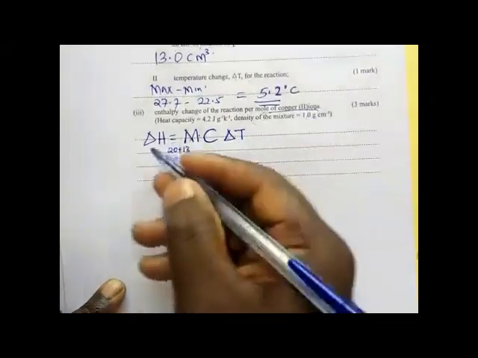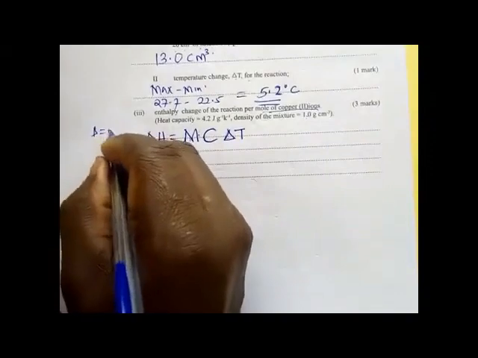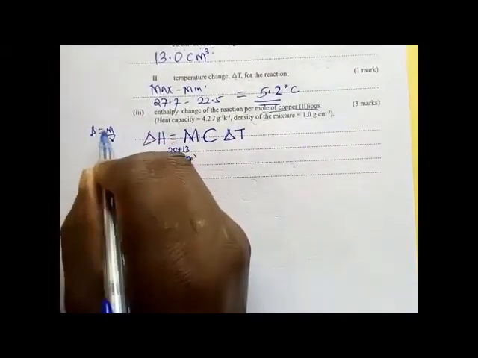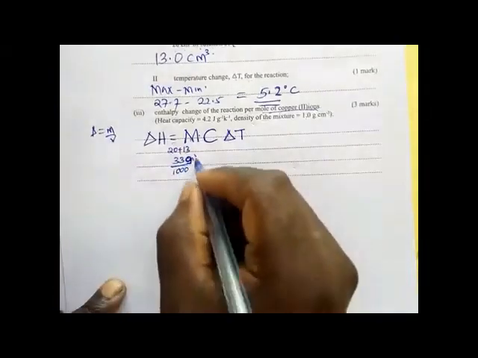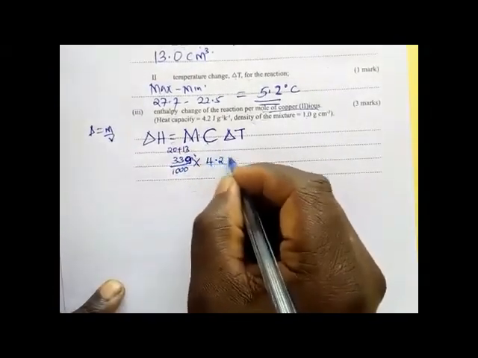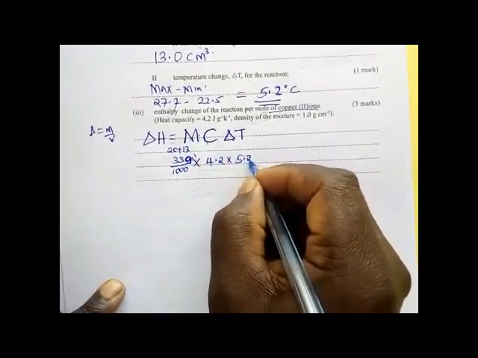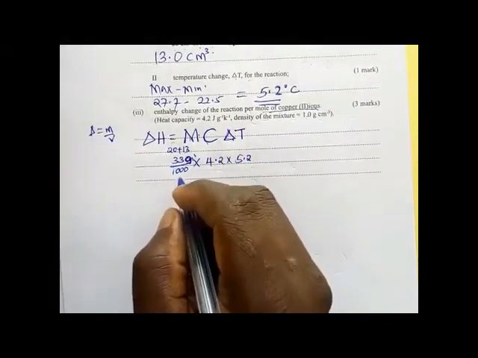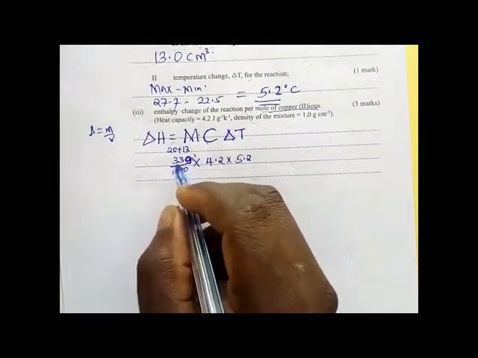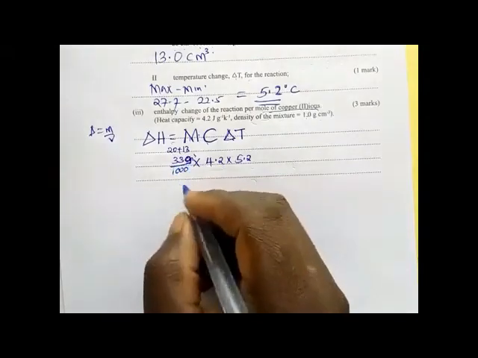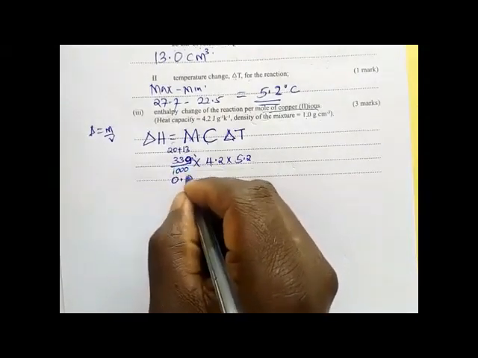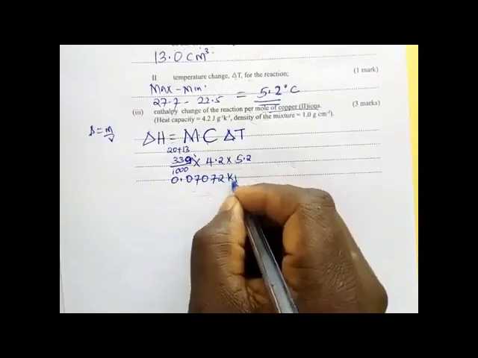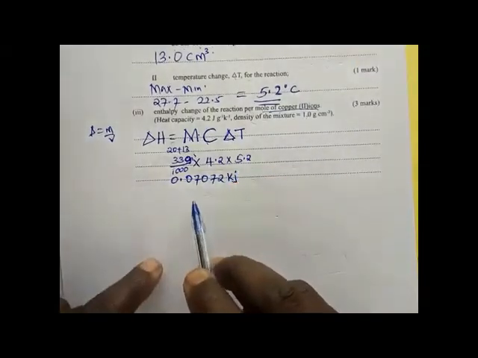Using this, we know we have done so many. With density equal to mass over volume, if I have volume and I have density, I can get mass. So it is 33 grams times specific heat capacity 4.2 times temperature change 5.2. So you take your calculator and multiply all this, you will get 0.072 kilojoules. Correct?